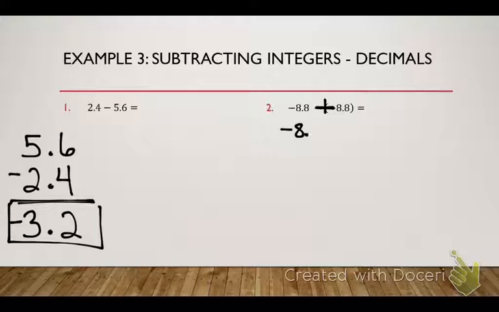Negative 8.8 plus 8.8. What do you call these? We just talked about it. Additive inverse. Yes, and I know that because of my additive inverse property, it says take a number and its additive inverse, and it's going to be 0.